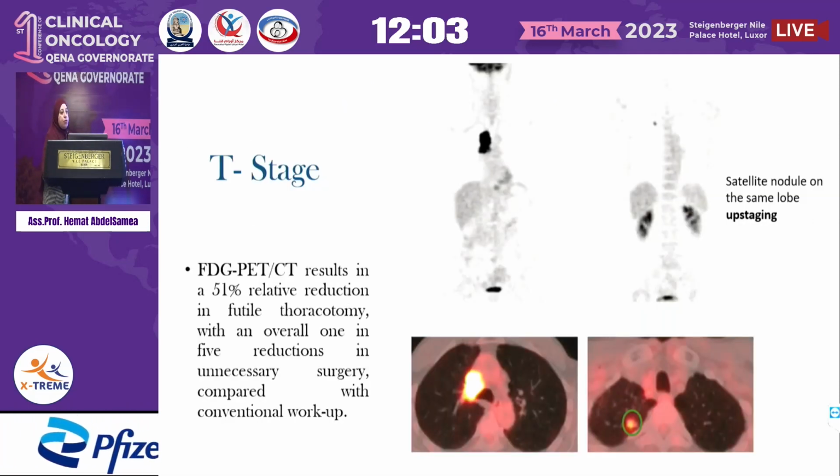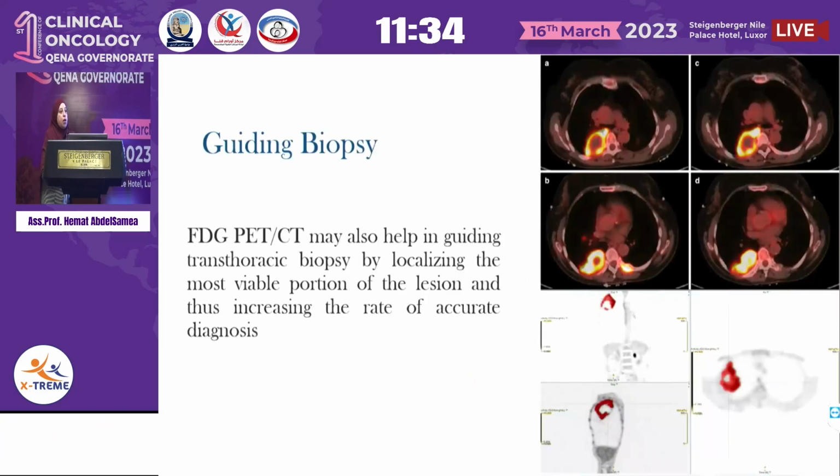For staging, FDG PET-CT results in 51% relative reduction in futile thoracotomy with overall 1 in 5 reduction in unnecessary surgery compared to conventional workup. This is an example of one of our patients with right upper lobe lung cancer, and the PET-CT detected another hypermetabolic nodule on the same lobe, leading to upstaging of the patient to T3 stage.